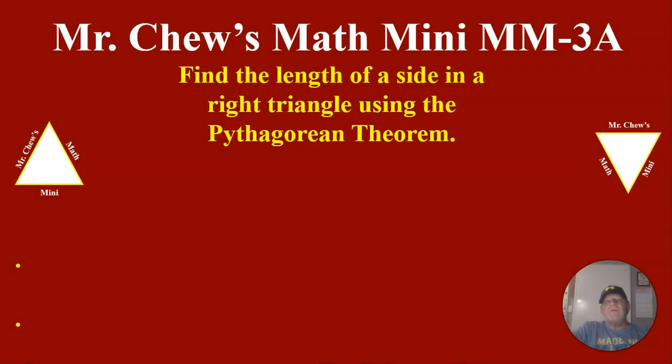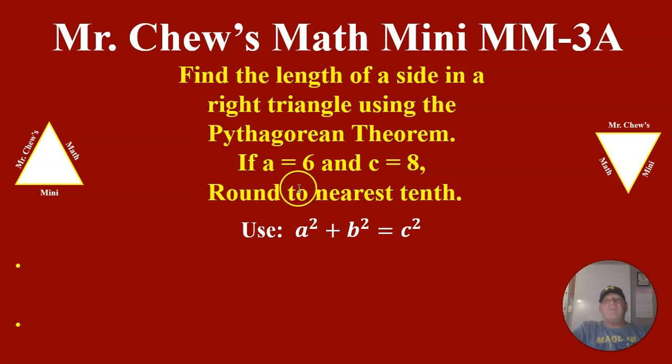So get you out a piece of paper, a calculator and a pencil, and let's see if you can figure this out. Find the length of the side in a right triangle using the Pythagorean Theorem. If you remember, the Pythagorean Theorem is a squared plus b squared equals c squared, and I have to be given two of the dimensions. So we're saying a is 6, c is 8. Round that to the nearest tenth.